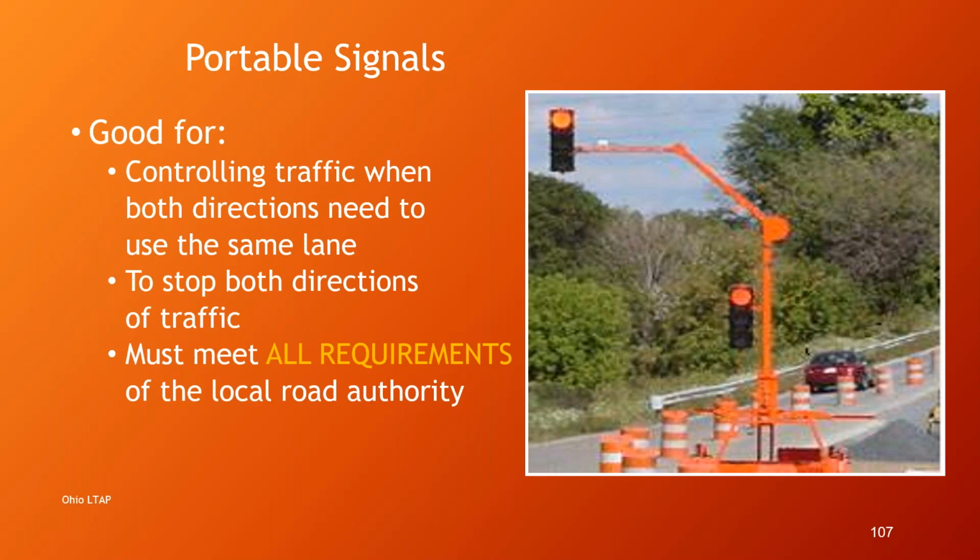And then we also have portable traffic signals, and these are good for controlling traffic when both directions need to use the same lane. You see these quite a bit on 2-lane roads where maybe there's a bridge project where only one lane of the bridge is open. Since it needs to be out there 24 hours, 7 days a week, we can't have flaggers there at all times probably. So these are good to use in those situations. But these signals meet all the requirements of regular traffic signals as well.